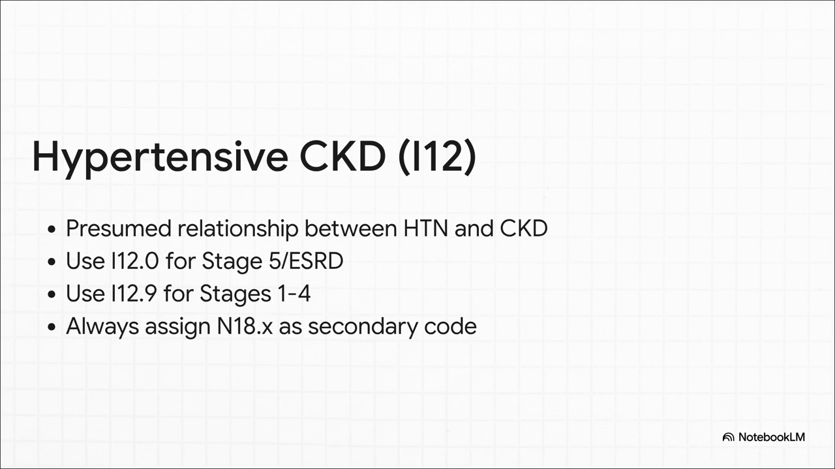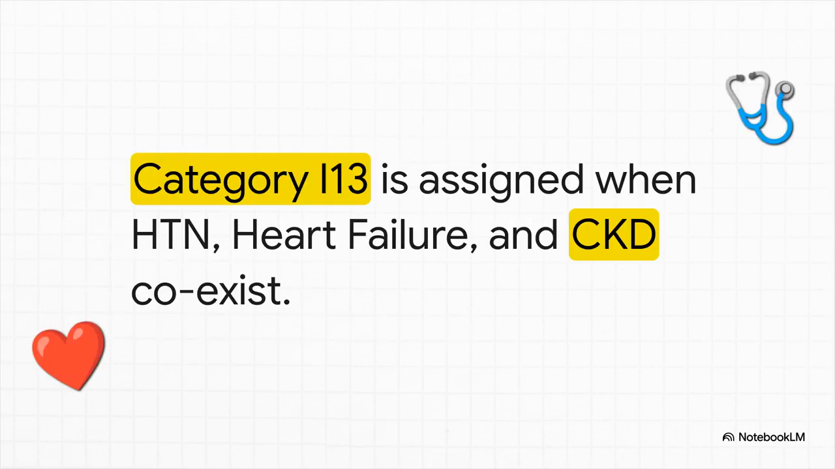The I12 code tells us they have hypertensive CKD, but that N18 code tells us exactly how severe it is. And taking it even one step further, if your patient happens to have hypertension, heart failure, and chronic kidney disease all simultaneously, you must elevate your coding to category I13. This single, powerful combination category captures the intertwined nature of all three of these systemic diseases. And just like we discussed a minute ago, you'll still need your secondary codes to specify the exact type of heart failure and the exact stage of the CKD. That's the only way we accurately capture the true severity of the whole shebang.